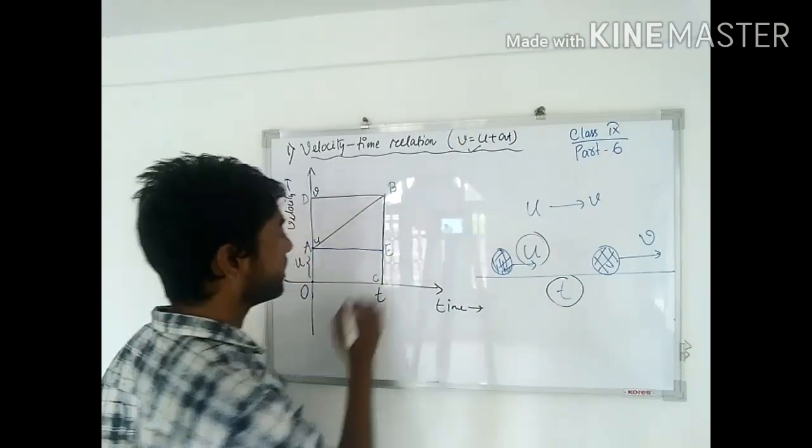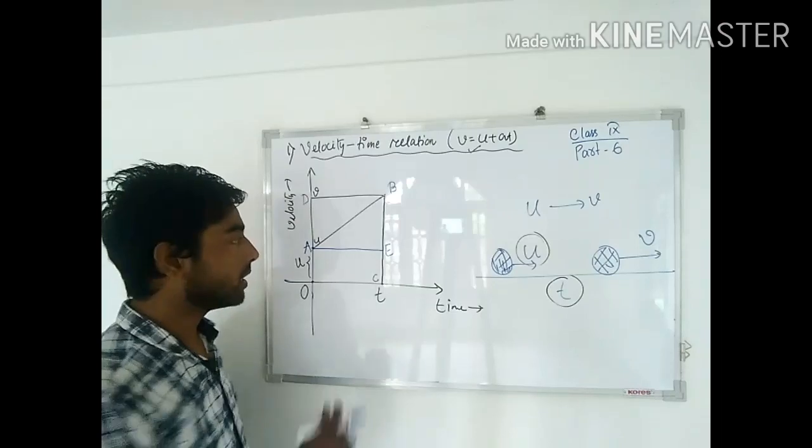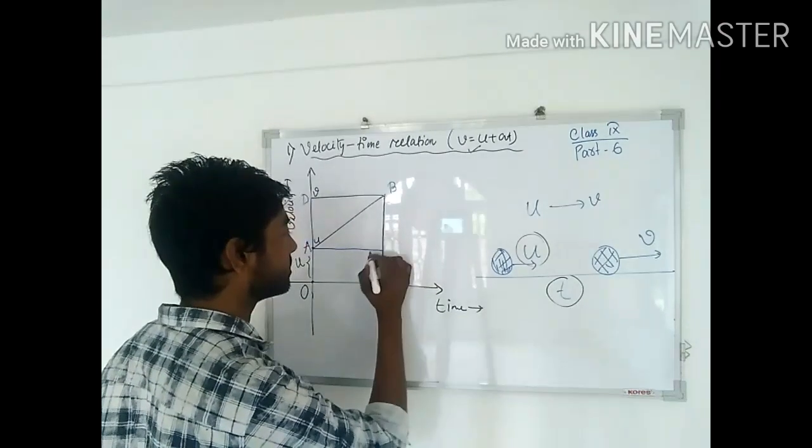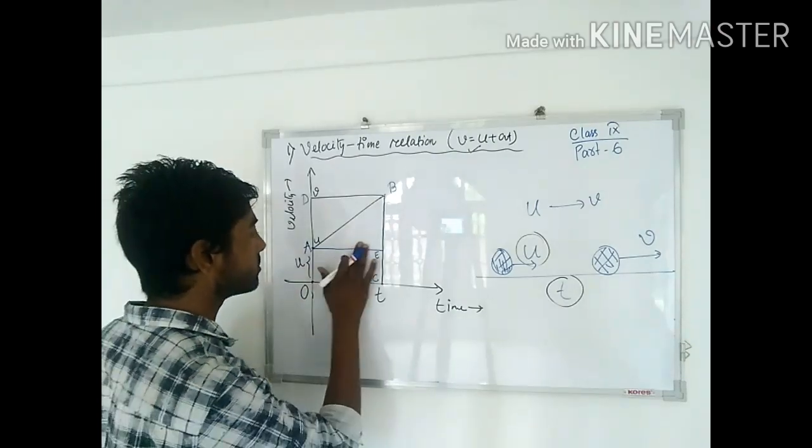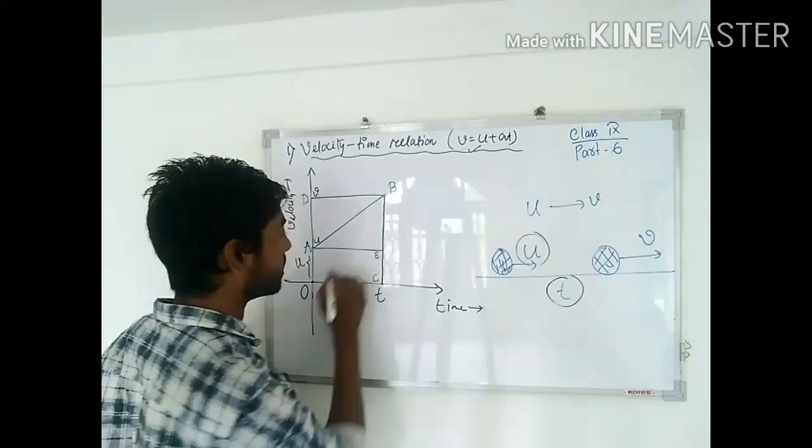This is suppose E. Clear? I am just naming it. This is E. Let me write here. This is E. Clear? So this is the graph. Now, okay, this is the graph.